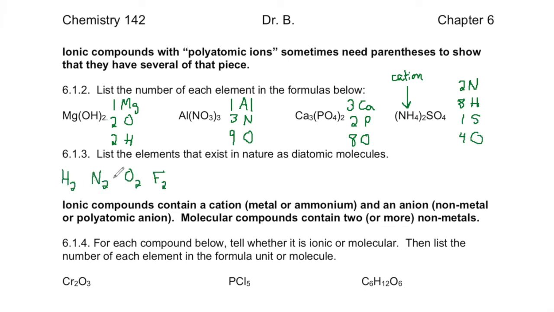So we are going to be taking a closer look at these diatomic molecules this chapter as well. Hydrogen exists as a diatomic molecule, also nitrogen, oxygen, and then all of the halogens, so fluorine, chlorine, bromine, iodine. So we'll be looking at how these are connected together as molecules a little bit later in the chapter.